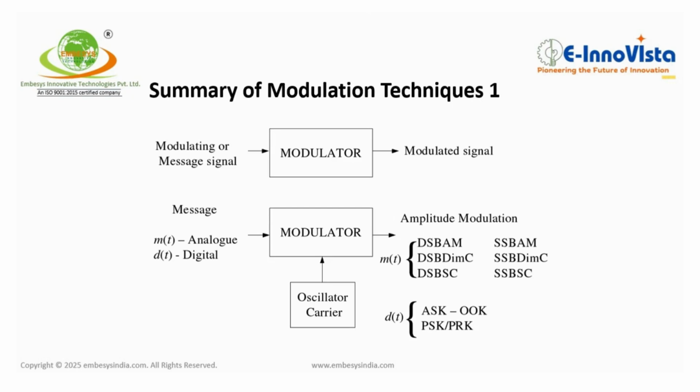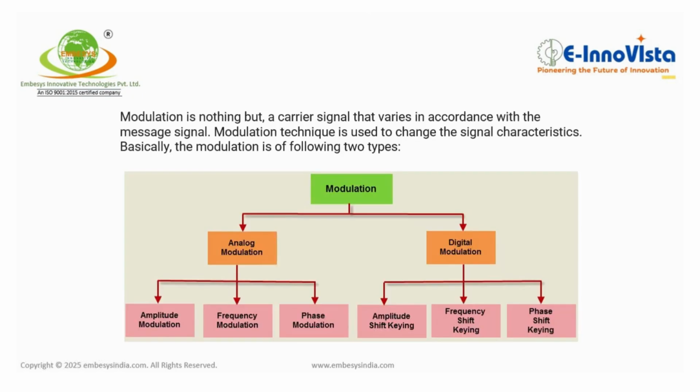And a summary of the modulation techniques: our message signal goes into the modulator, and the modulated signal as well as the message signal can be analog or digital. Then the oscillator carrier comes after the modulator. So modulations are of two types: analog modulation and digital modulation. Analog modulation is of three types: amplitude modulation, frequency modulation, and phase modulation.